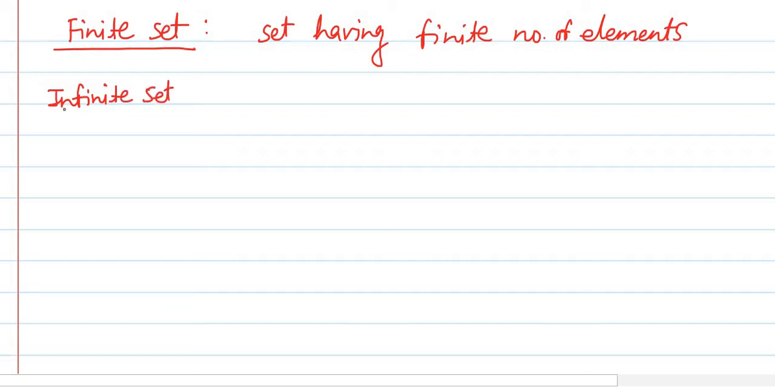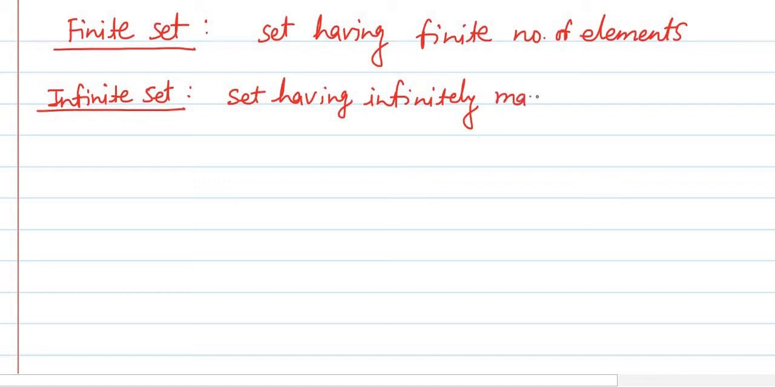Infinite set. A set which has infinitely many elements is known as the infinite set. Okay, so a set having infinitely many members is known as the infinite set.